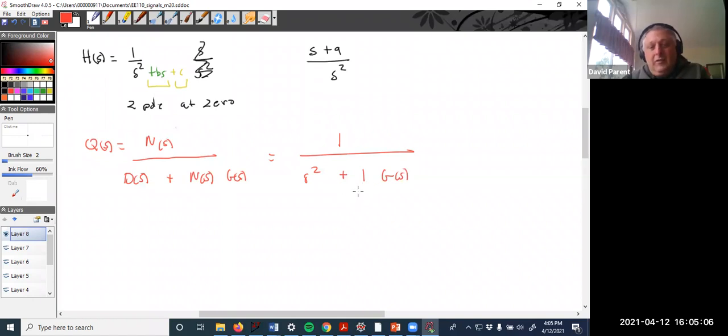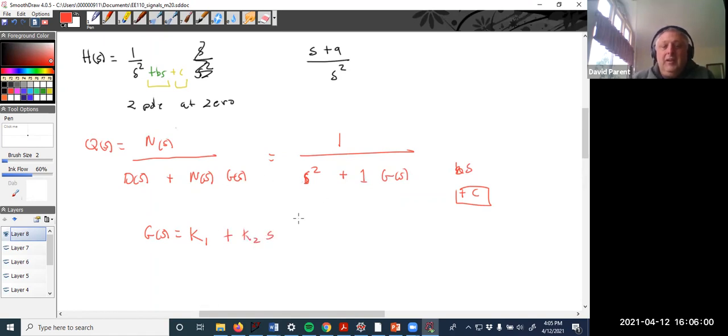Okay. So what's missing here? I need something to the S, and I need a constant. So G of S can't be just one thing. It's easier because I just multiply it by 1. So G of S is going to be K, because 1 times K gives me the constant value. But now I need something times S to give us the S to the first power. So K2 S, right? Then that gives us the result.